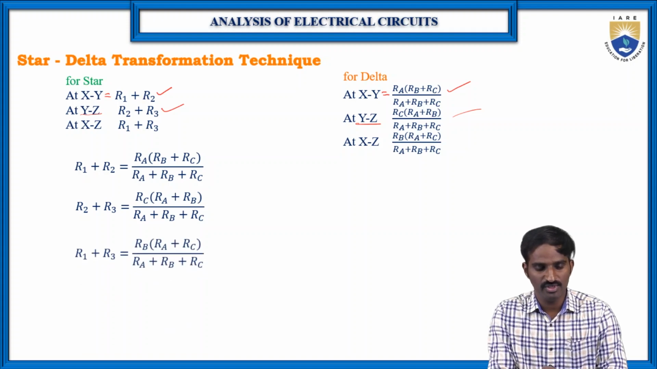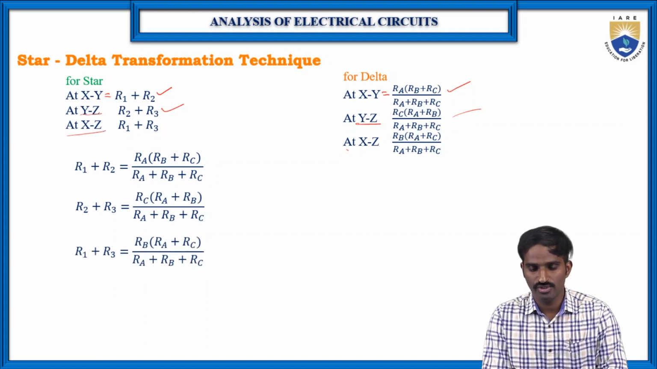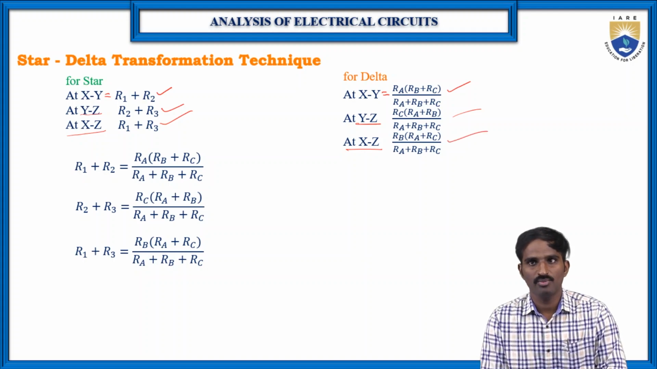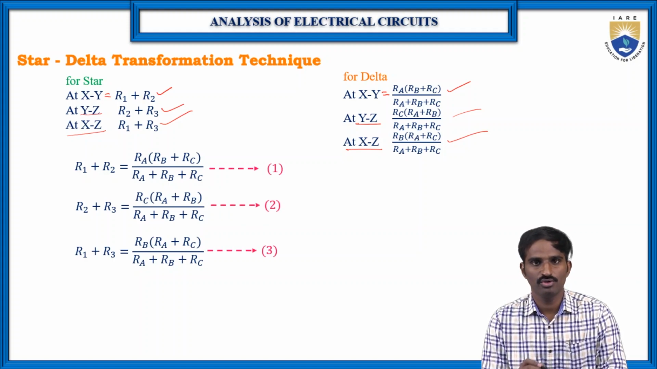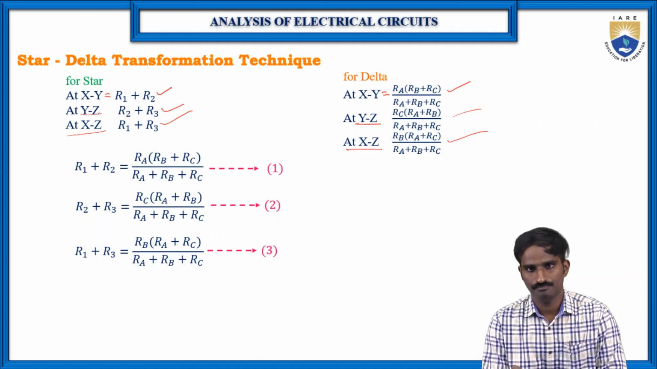In a similar way between X and Z also, equate R1 plus R3 is equal to RB into RA plus RC by RA plus RB plus RC. Let us consider this is equation number 1, this is equation number 2, and this is equation number 3. Why are we doing these things? Finally, what we have to find is the value of RA, RB, RC in terms of R1, R2 and R3.